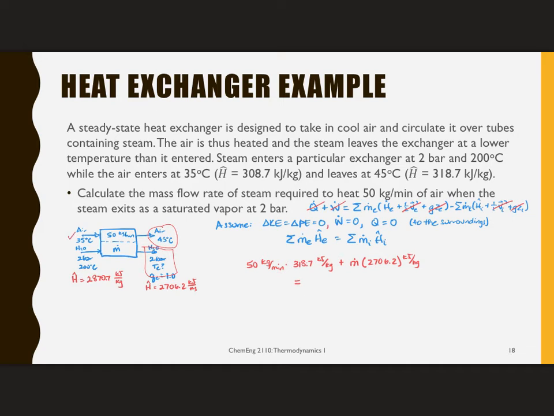So we have air at 50 kilograms per minute, multiplied by that enthalpy, which was given, 308.7 kilojoules per kilogram, plus the unknown flow rate, m dot, times our water flowing in, 2870.7 kilojoules per kilogram. I have an m dot here and here. I can rearrange this equation and solve for m dot.